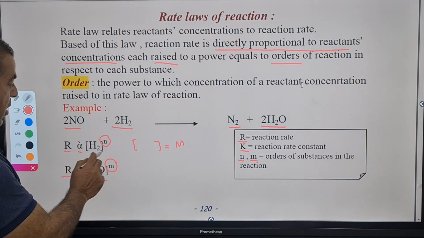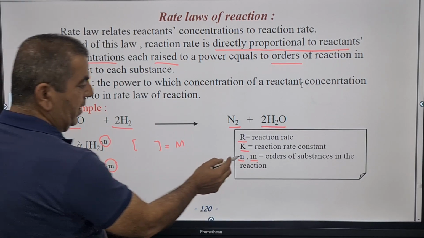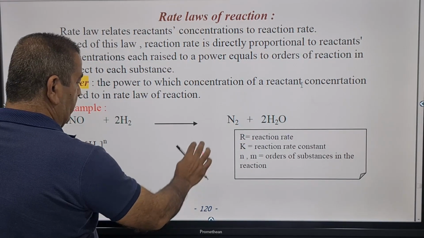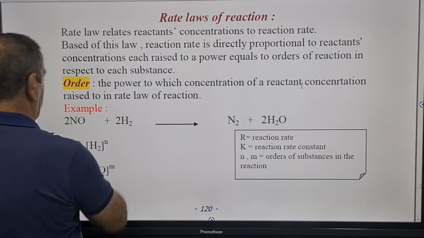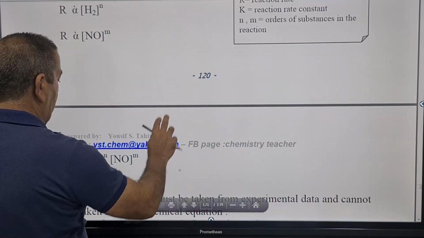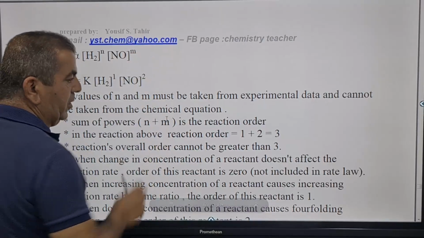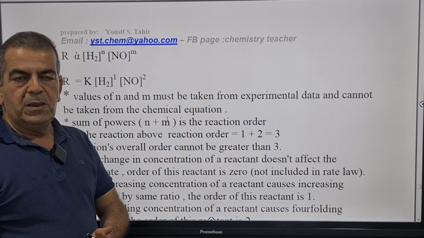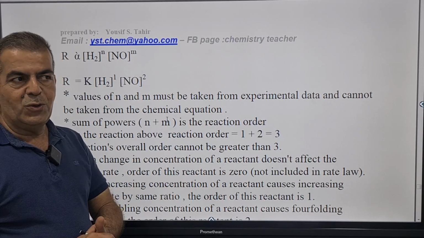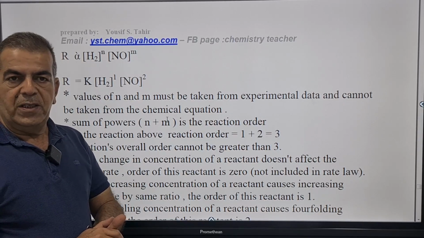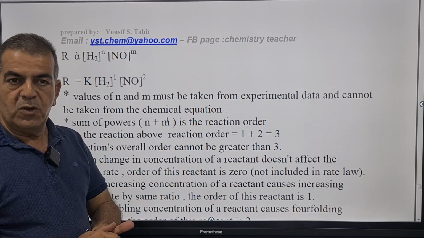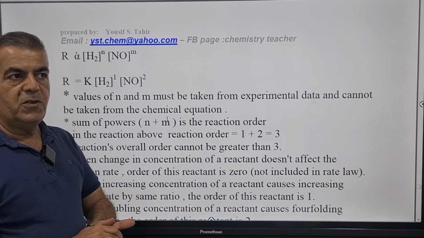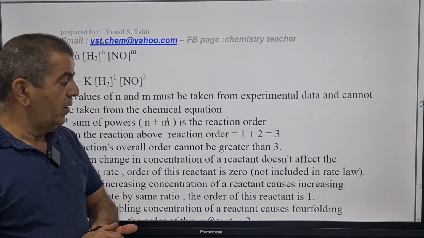Let's move forward and see how we can decide the values of n and m. In order to decide values of n and m, we cannot conclude it from the reaction's equation. Why? Because we need registered data, data taken from experiments, of course. So we need experiments in order to decide the effect of changing concentration of each reactant on the rate.